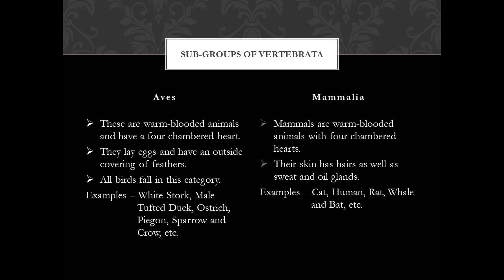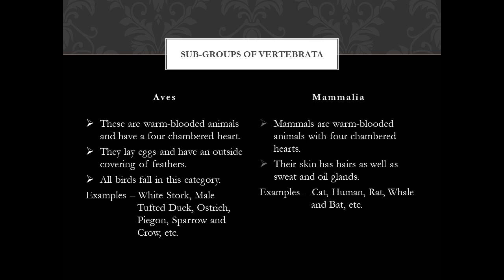Aves. These are warm-blooded animals and have a four-chambered heart. They lay eggs. There is an outside covering of feathers and two forelimbs are modified for flight. They breathe through lungs. All birds fall in this category. Examples are white stork, ostrich, male tufted duck, pigeon, sparrow, and crow.